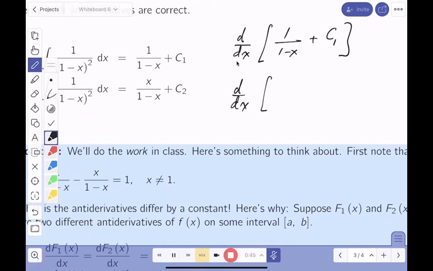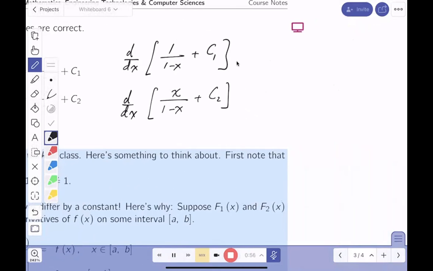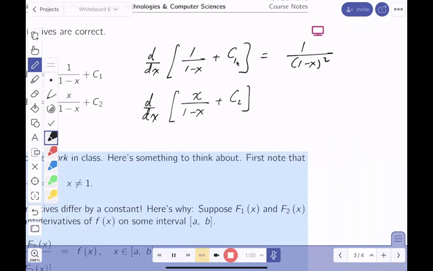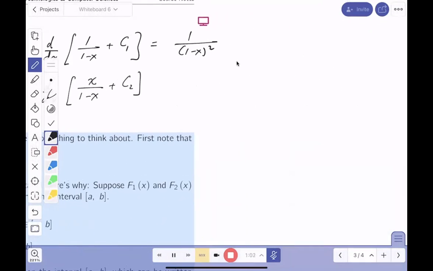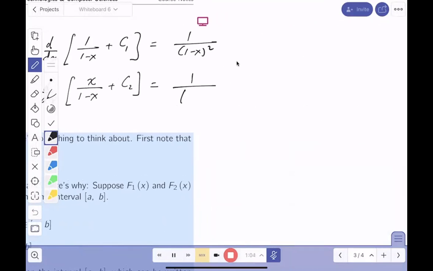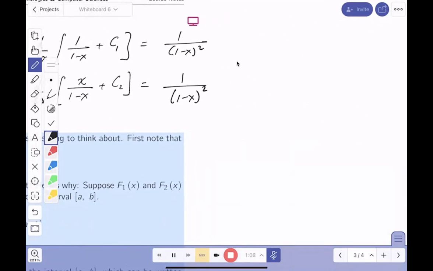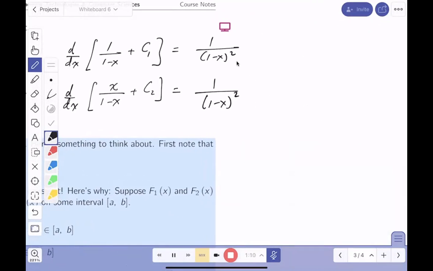Here's the deal though. If it's correct, these antiderivatives differ by a constant. But I want to verify that these both give me back what I expect to get, which is this. I expect to get this back. That's the integrand, right? I'm expecting to get it back. Now someone could say, I don't believe that's true. Well, I've got to do it one step at a time. So let's do this one first. I want to verify it.